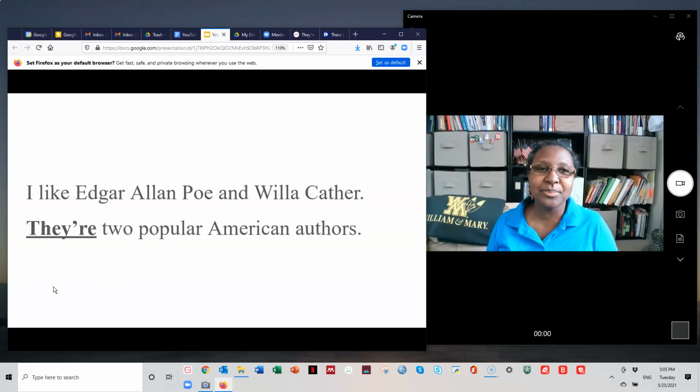I like Edgar Allan Poe and Willa Cather. They're two popular American authors, indicating they are.